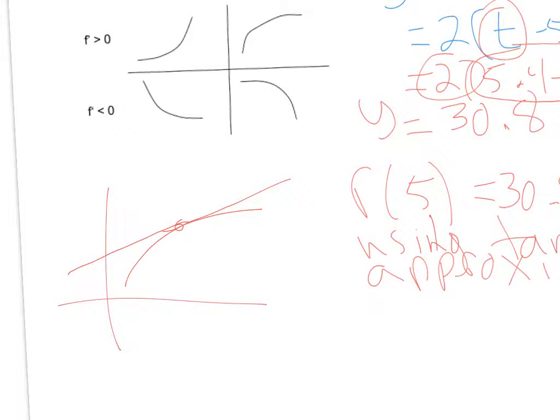Okay, folks? So you might want to repeat that and listen to that again, but it's above the curve. The tangent line is always above the curve. All right, let's move on to B then.